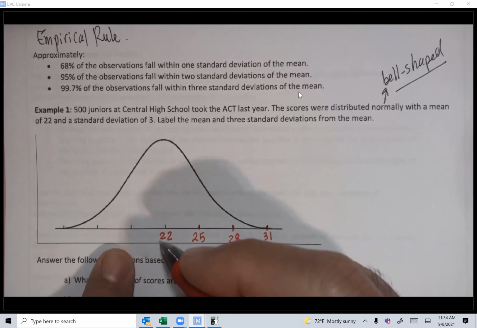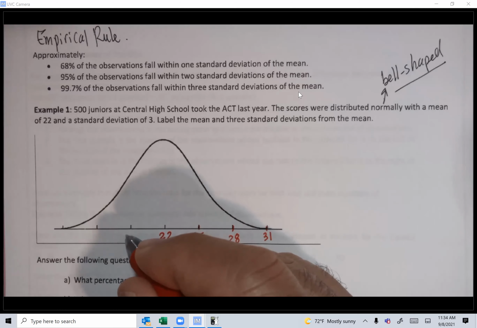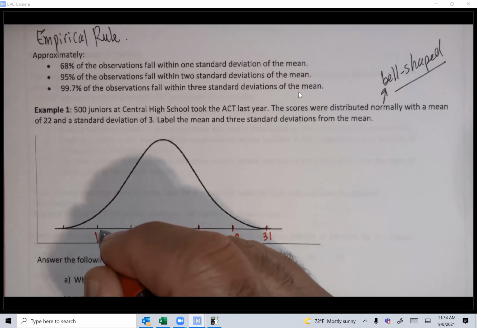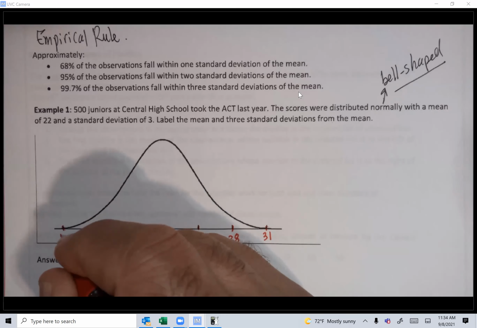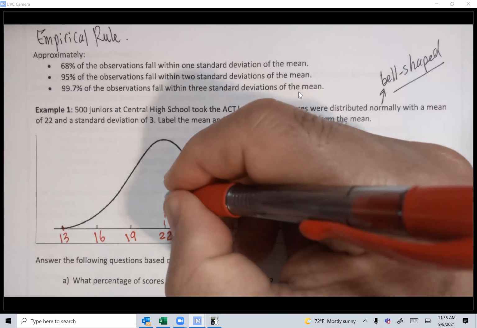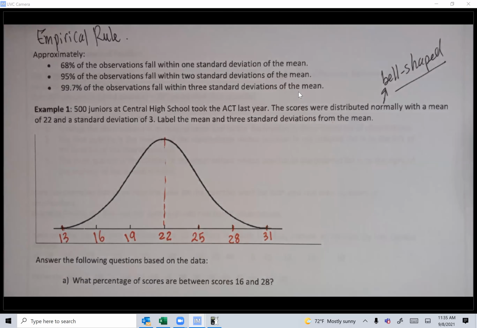And can you guys tell me what the values on the left-hand side are going to be? 19. Mm-hmm. And 16. And what? 13. You answered the first question, guys. And this is the mean right here. Look, the mean is right at the center. That's the mean. Okay. Let me show you what kind of questions you should expect here.